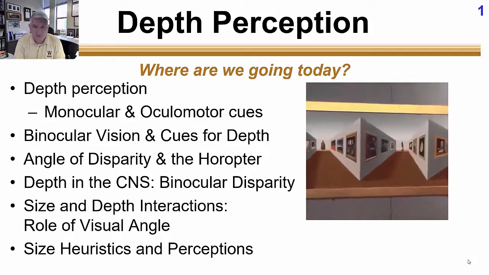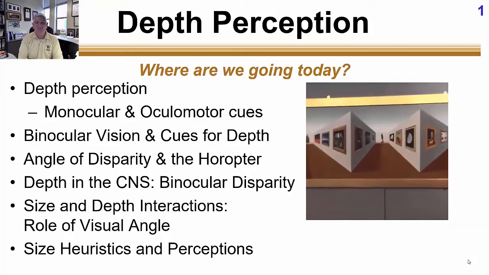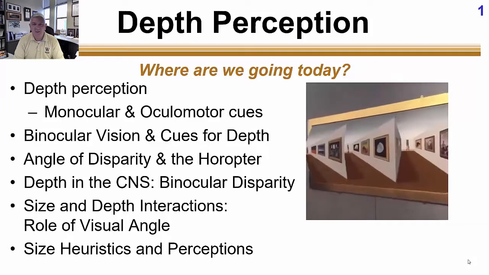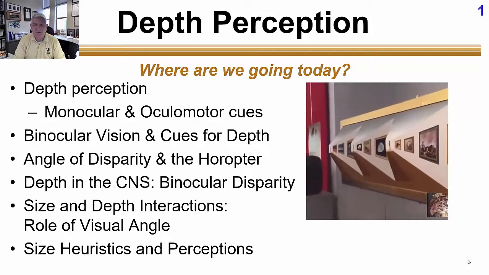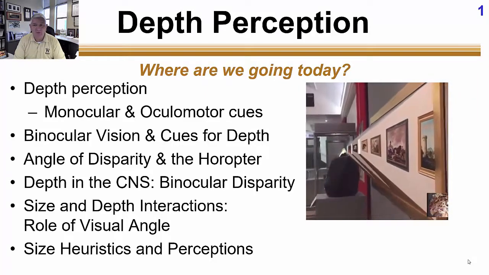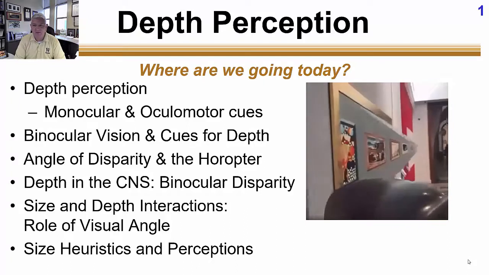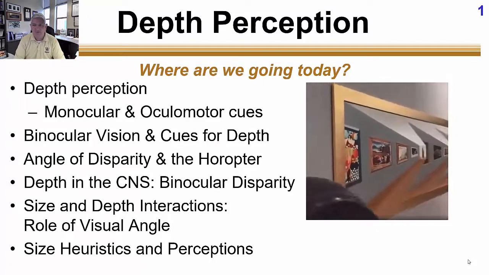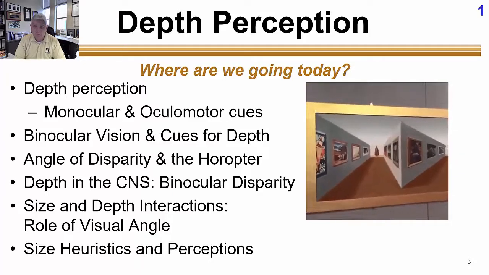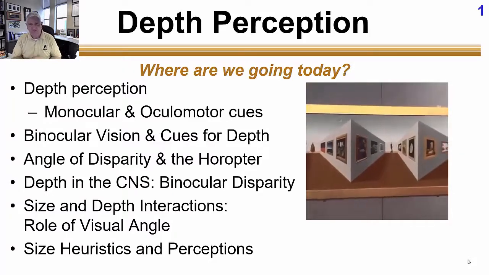All right, welcome to your lecture on depth perception. In the video clip here on the front page, we have an art installation that, when viewed from a particular angle, appears to have depth, right? Instead of protruding from the wall, it actually looks like we're looking down a corridor. Pretty cool stuff.